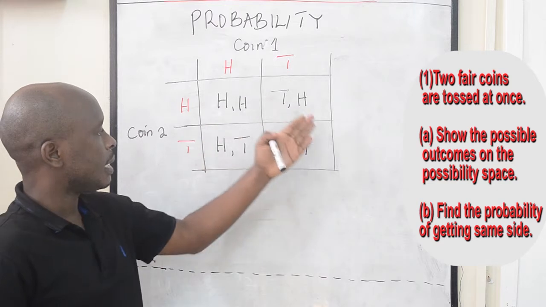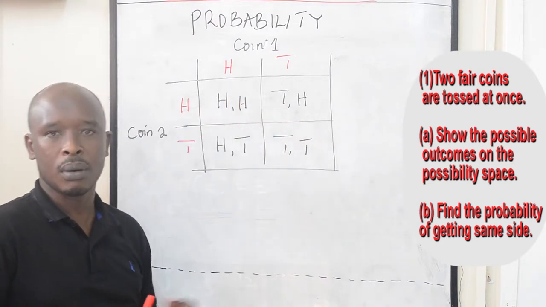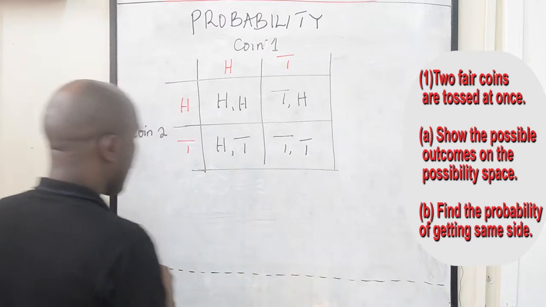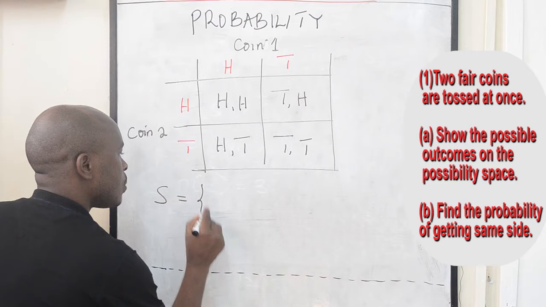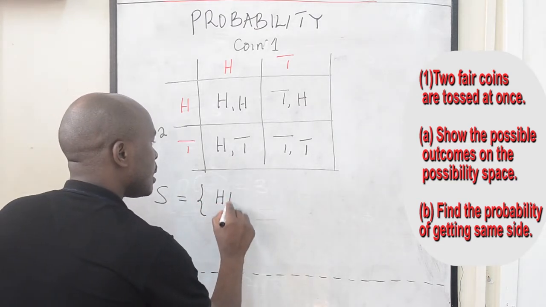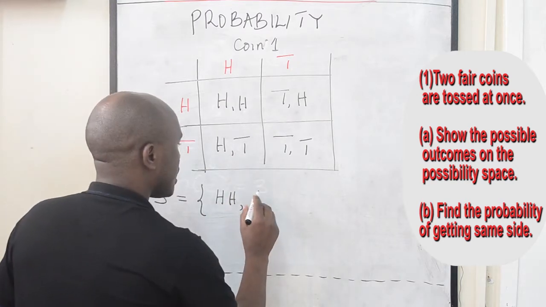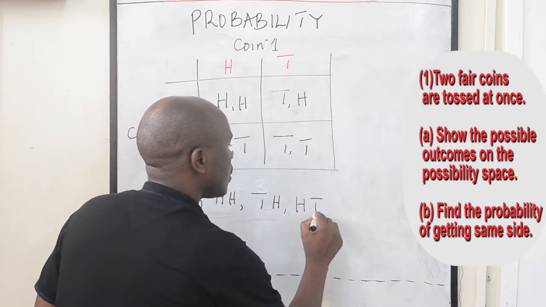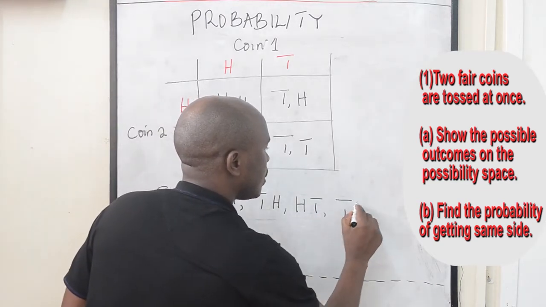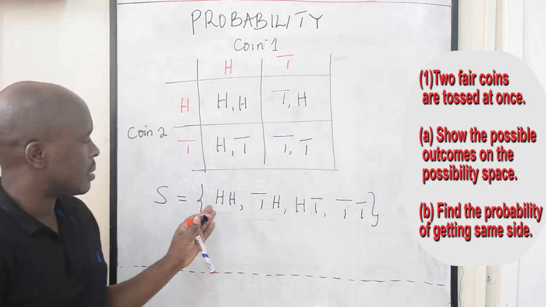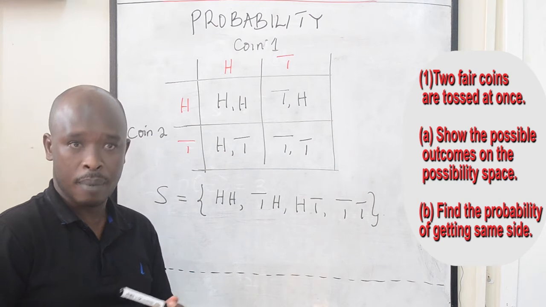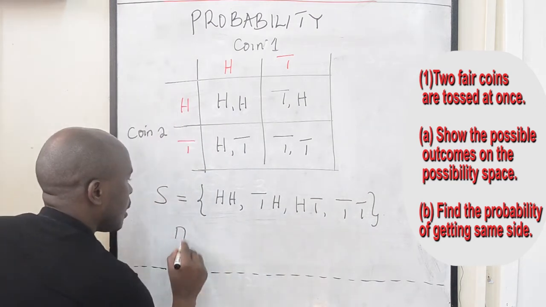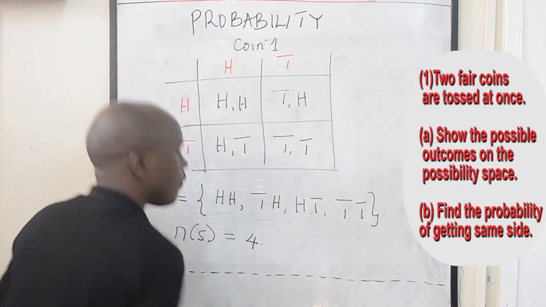So, what we are seeing here, we call it the possibility sample space. And in this case, we have 1, 2, 3, 4. So our possibility sample space, which I represent with S, I can say it is head, head, or I can say tail, head, or I can say head, tail, or I can say tail, tail. So you realize that these are four possible outcomes, and if I'm to determine the number of the possible outcomes, I will say it is equal to 4.